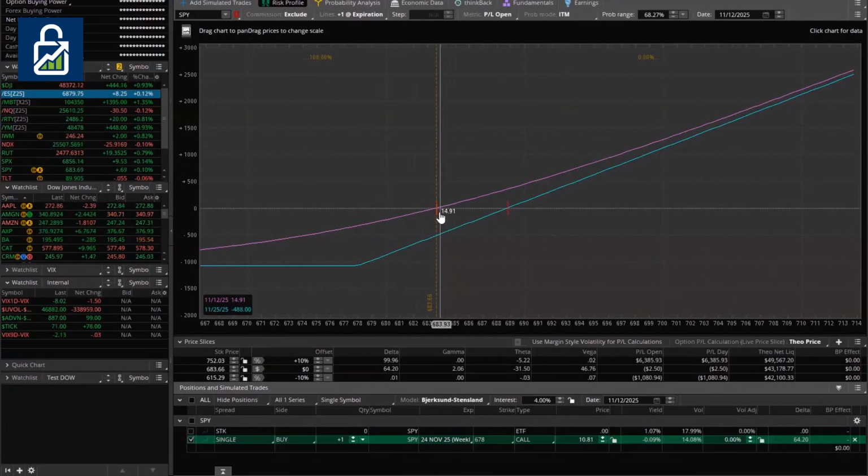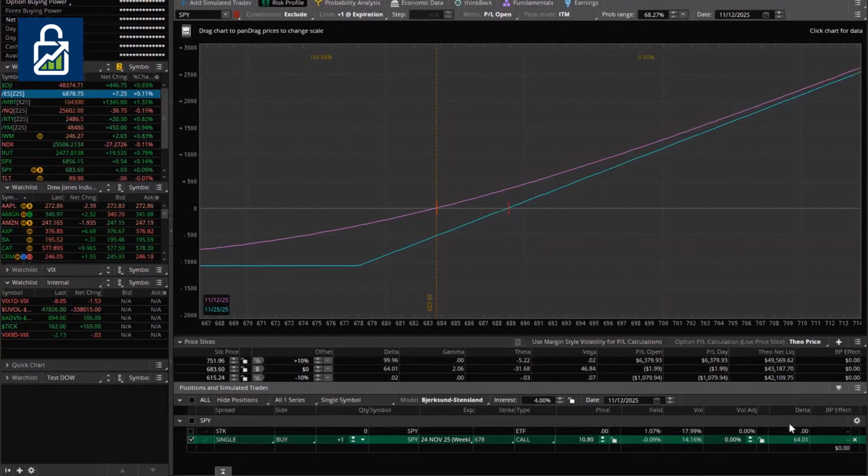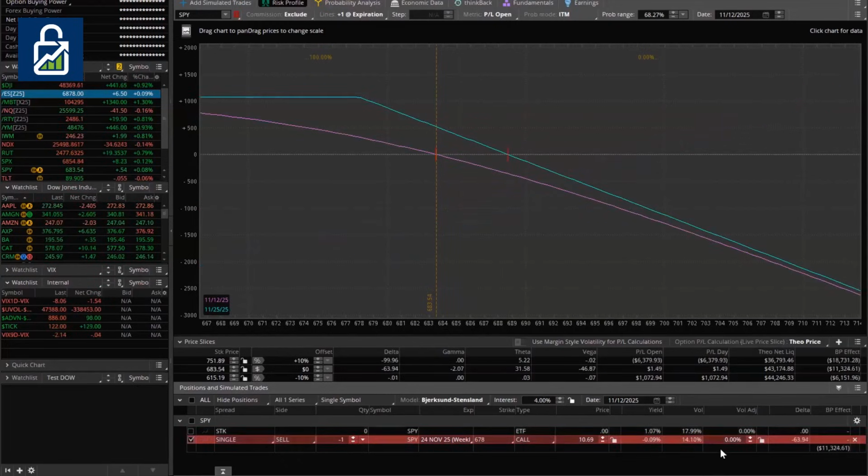I'm working off a T+0 line, and we'll talk about that in a minute. So it's theoretical, but that's what my delta means. My next dollar price movement, that's how much I should make or lose. If it's a negative delta, like if I sold this option, now I'm negative delta. My delta is negative because if the price goes up $1, I lose $63 in theory. And keep in mind, we're talking a multiplier of 100.